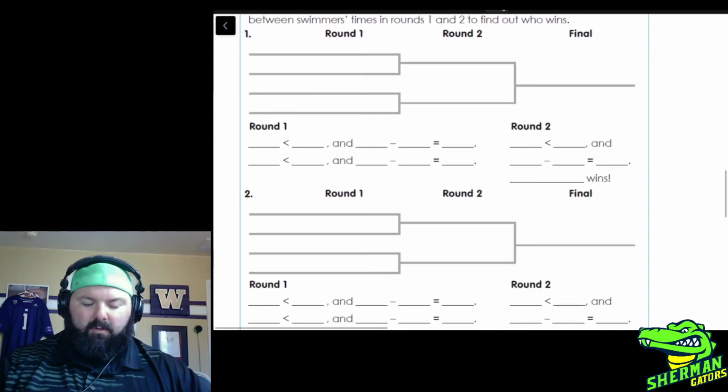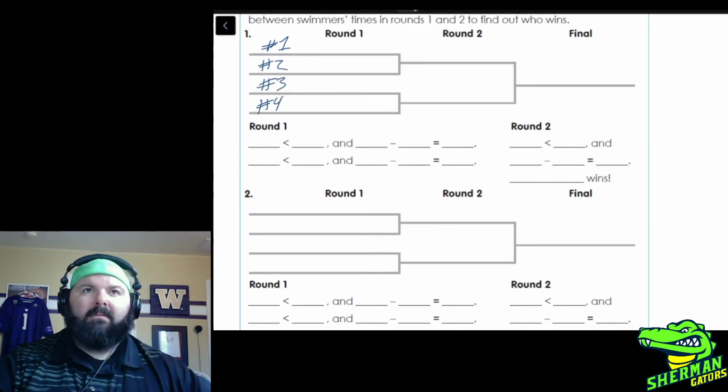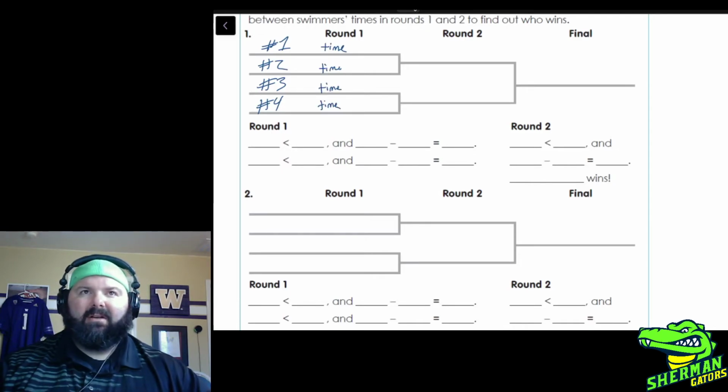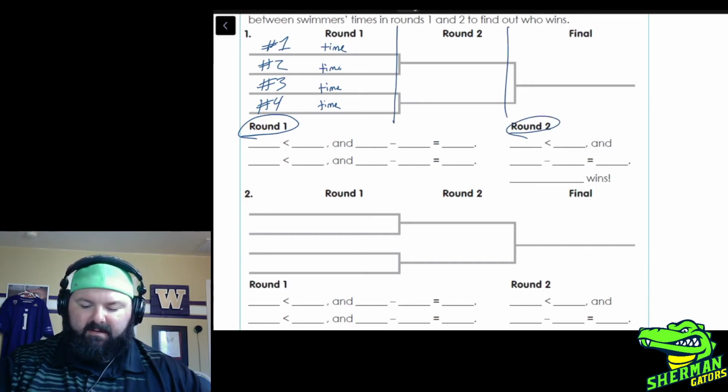So on number 1, you are going to write in 4 different swimmers. So here's swimmer 1, swimmer 2, swimmer 3, swimmer 4. Now remember, that means names and times. Just like we had to do on the first spot yesterday, we need to put the swimmer in and the time, and then you're going to calculate to see who wins all the way down to the final, and then you are going to show the math down here again. So this is round 1, and then round 2 goes here with the final underneath it.